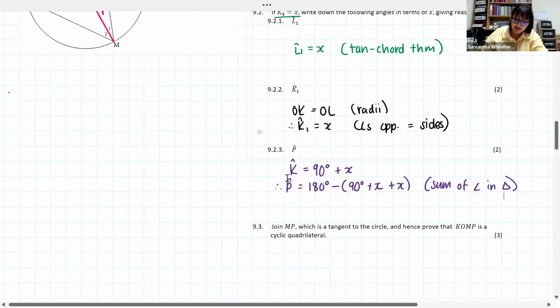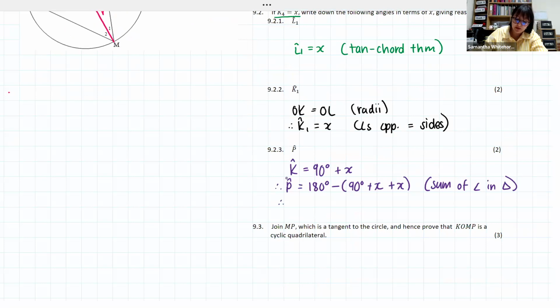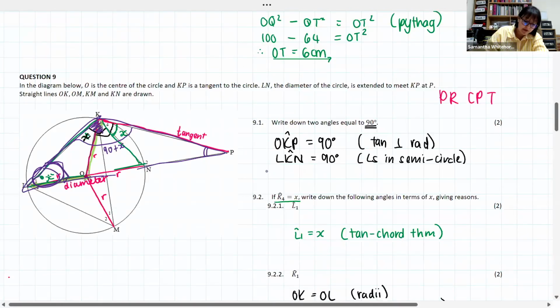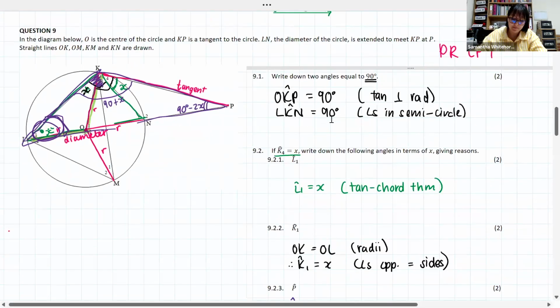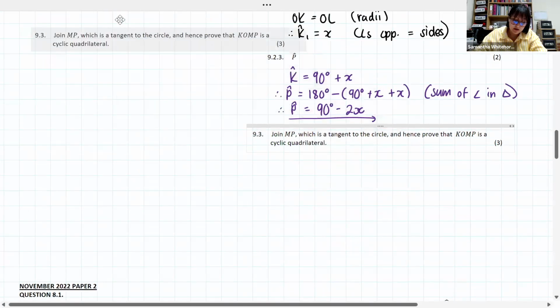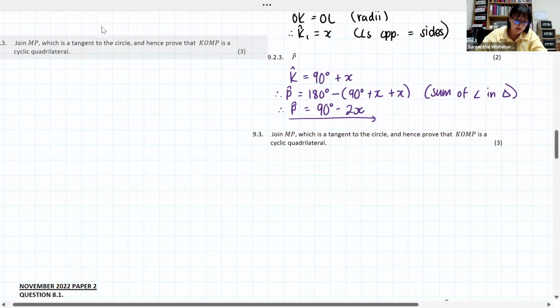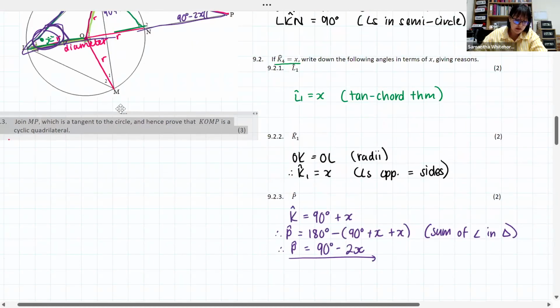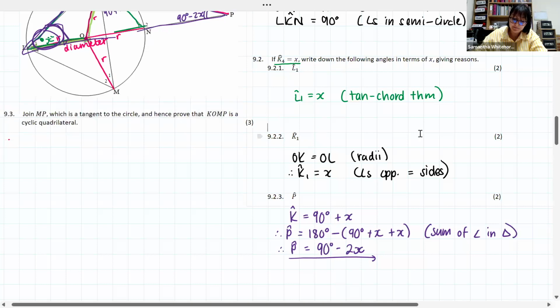180 minus 90 is 90. X plus X is 2X, so minus 2X. So angle P is 90 minus 2X. So I like the idea of working with the angles we already have and trying to get to a point where we can figure that out. All right, so I'm just going to move this. So angle P is equal to 90 minus 2X.